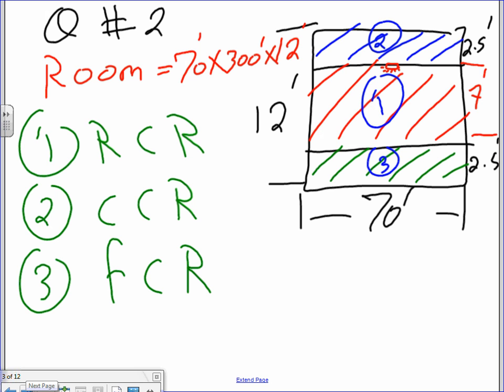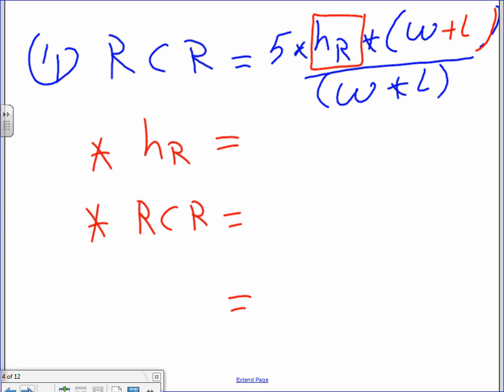Okay, here's the formula that you need, guys. Bring this formula with you: 5 times the height multiplied by the width plus the length, divided by the width multiplied by the length. The first thing you need to find is the height of the room cavity, which is 7 feet. That's the first thing you need to find. The height, HR, is the height of the room cavity.